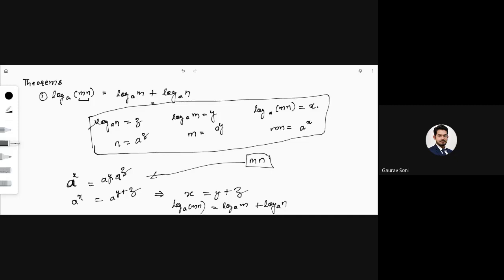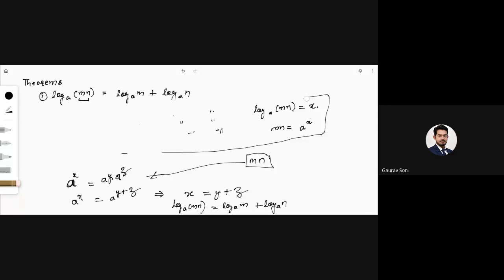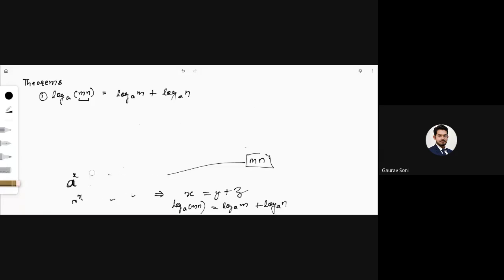Do you have any difficulty over here? In a similar manner, we can also prove this for division. So logarithm says that if there is a multiplication, you add. And logically, if there is a division, then what we should do is subtract.